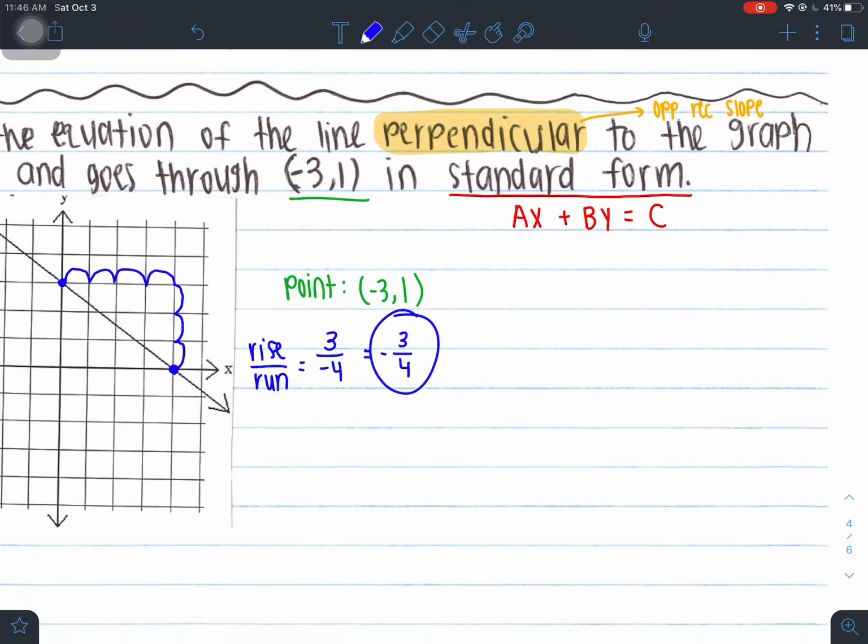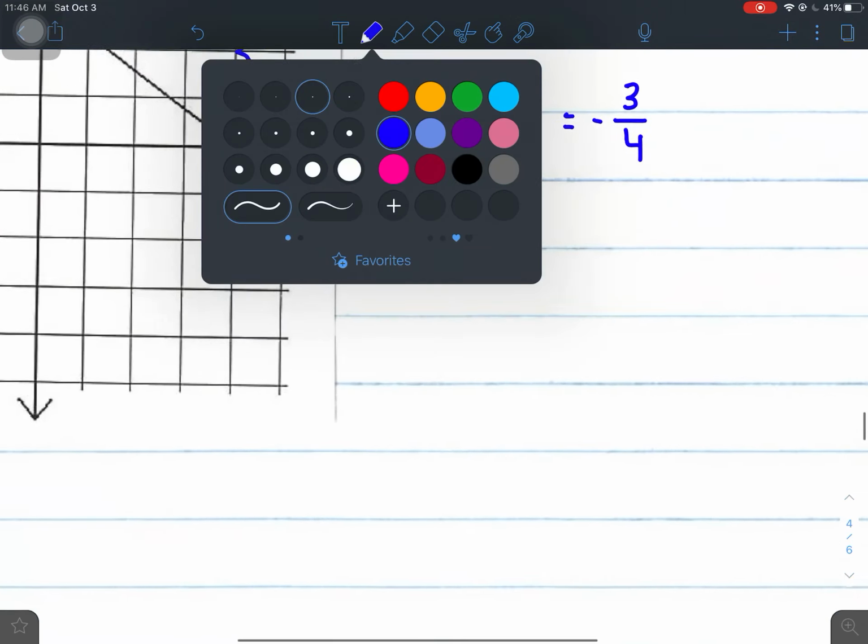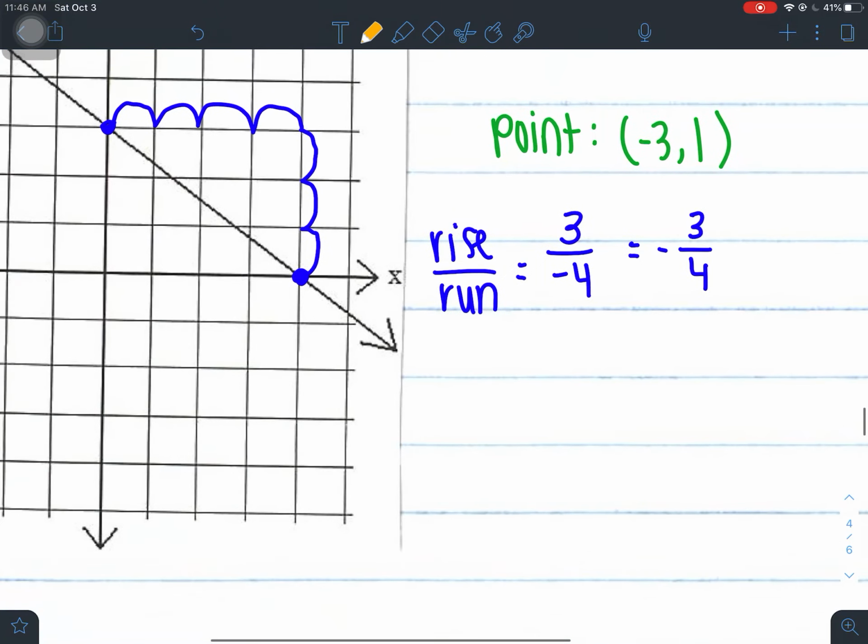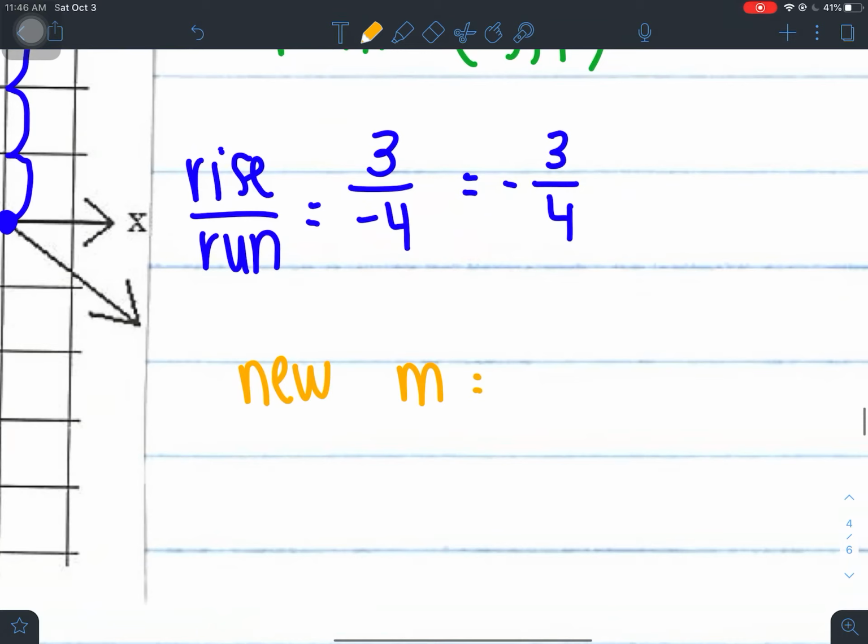No. Why do I not want to use the same slope? Because if I do that, it's going to be parallel, and I want perpendicular. So that's the slope of this current graph, but I need a different slope to make a perpendicular line. So my new slope, okay, well, what would our new slope be? If the old slope is negative 3 over 4, then my new slope is going to be positive 4 over 3, right? If it's negative, it becomes positive, and then you flip that fraction.